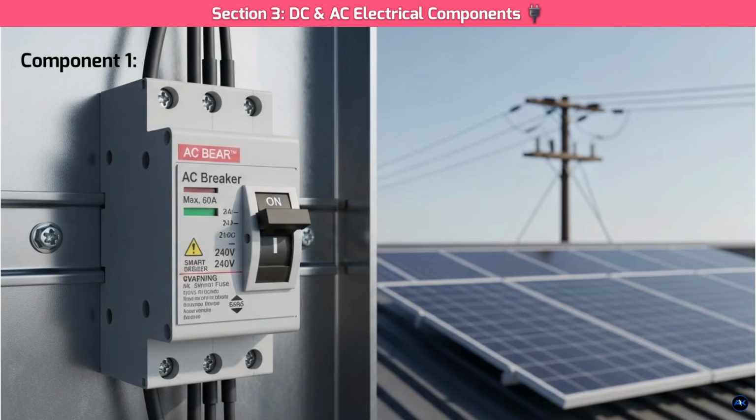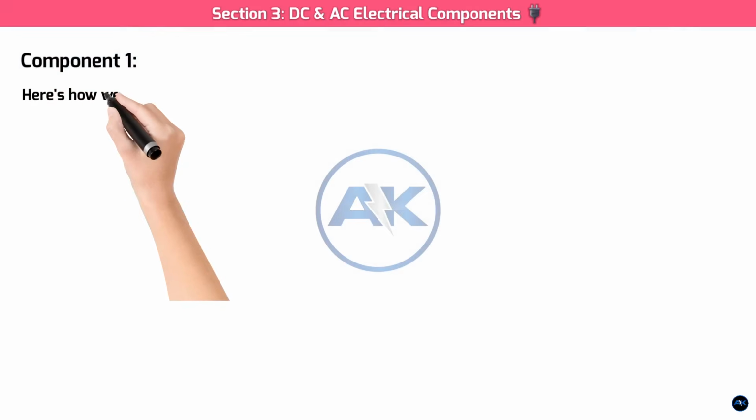Component 1. The AC breaker. First up is the AC breaker, and it's all about safety. Think of it like a smart fuse. Its job is to automatically disconnect your solar system from the grid if there's a problem, like an overload or a short circuit. Here's how we size it.